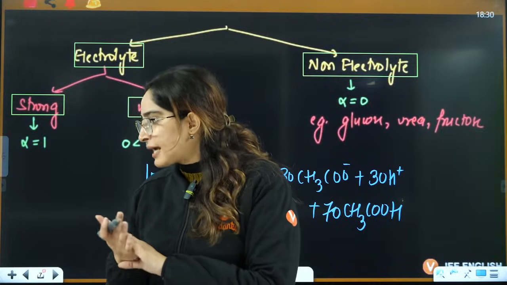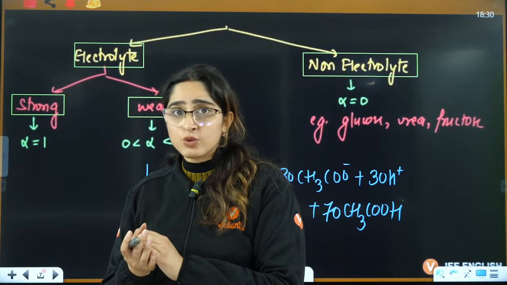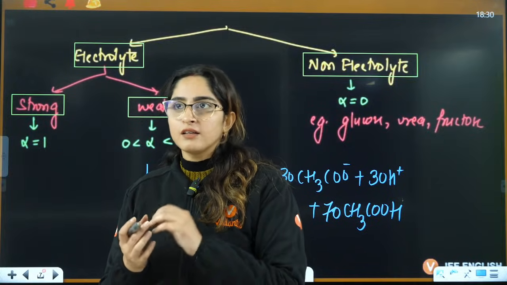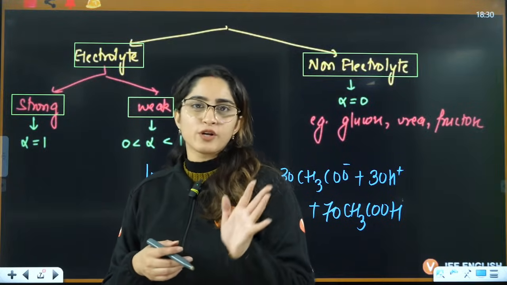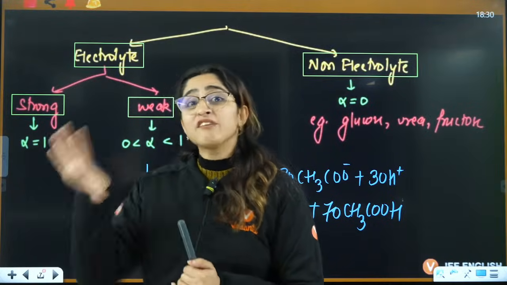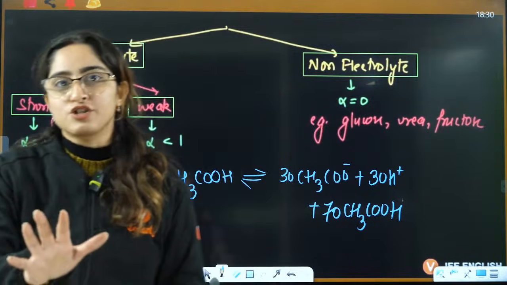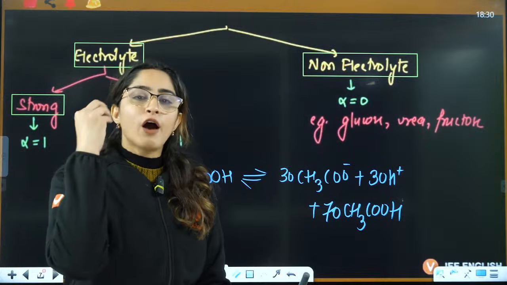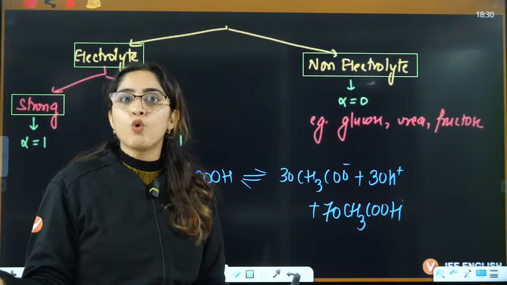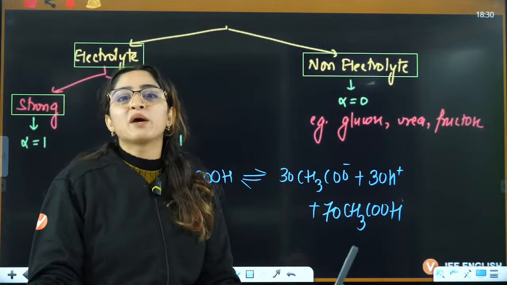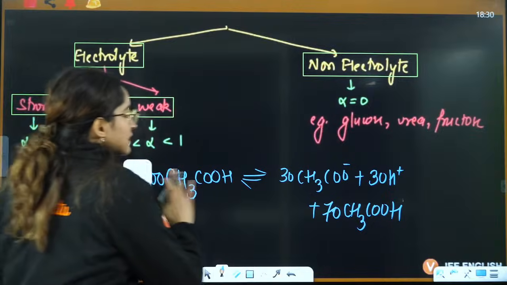It's like you have 10 dosas, and out of that you cut 5 dosas into half and distribute them among the family members, and 5 dosas are as it is, full. That is not 100% dissociation. 100% dissociation is when you have 10 dosas and you cut all of them into two halves, so now it becomes 20 dosas.